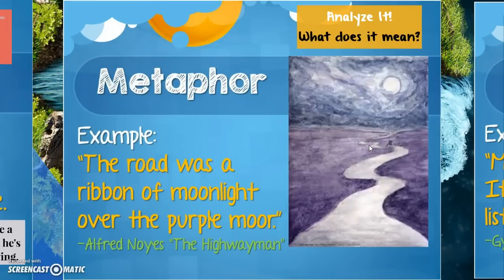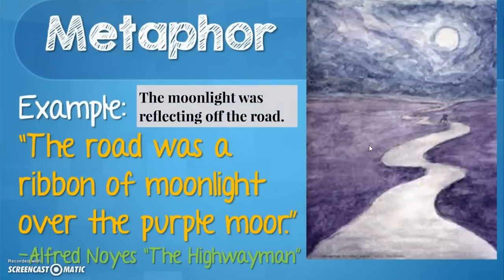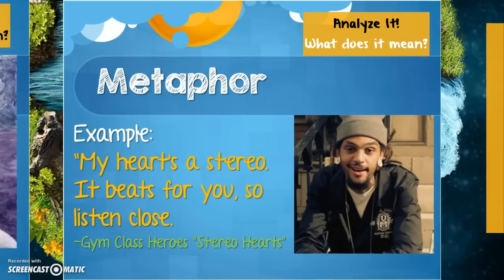Here's another metaphor. The road was a ribbon of moonlight over the purple moor. What's being compared? The road is being compared to a ribbon of moonlight. And what does it really mean? All it means is that the moonlight was reflecting off the road. And the road was probably windy and turning, like the picture right here, which made it look like a ribbon of moonlight. That's from The Highwayman, by the way, one of my favorite poems ever.